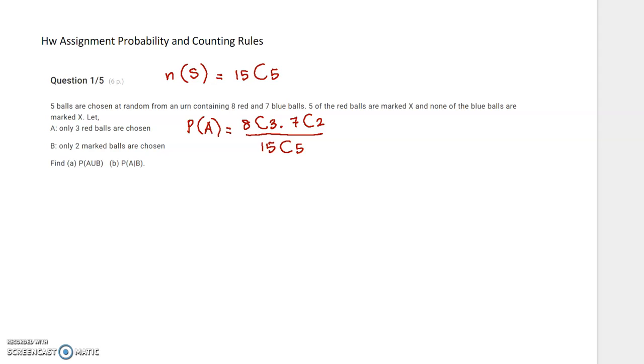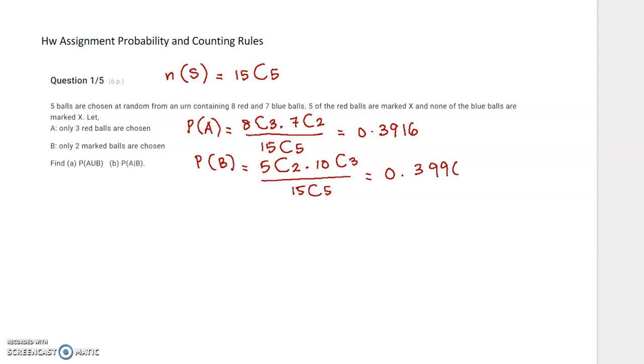When we calculate, that would be 0.3916. Then we go on and calculate for B. Probability for B, only 2 marked balls are chosen. How many marked balls are there? There are 5 only, because the only marked balls are the red ones. The blue balls are not marked. Therefore, for 2 marked balls chosen, we must have chosen 2 out of 5, and the rest must be 10 unmarked. From the 10, we have to choose 3, over 15 C5. Calculating that, we have 0.3996.